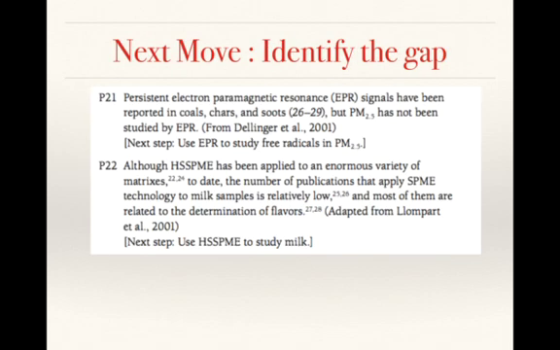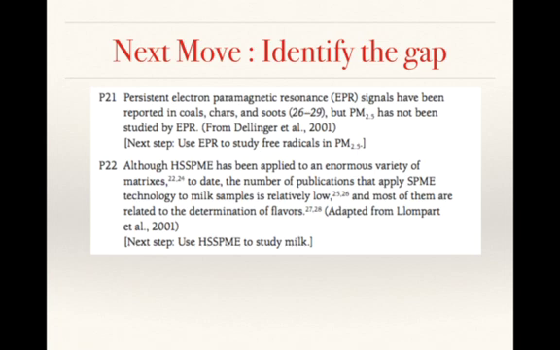When you do that, we can move to the next part, which is to talk about how we identify the research gap in a sentence. Let's have a look at these sentences here. The sentences here say persistent electron paramagnetic resonance signals have been reported, but PM 2.5 has not been studied by EPR. So basically you say first what is done and then what is not done. First what is known and then what is not known.